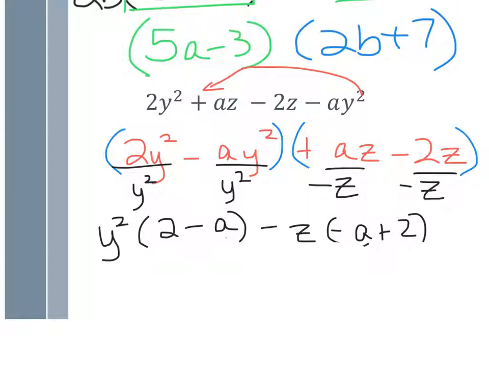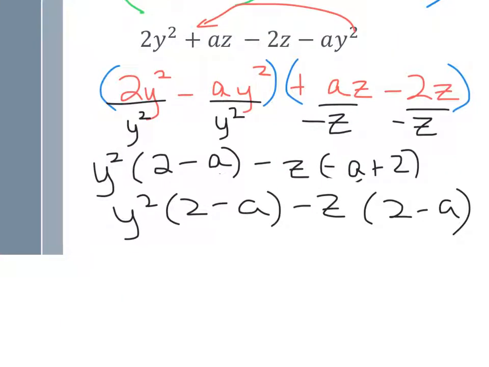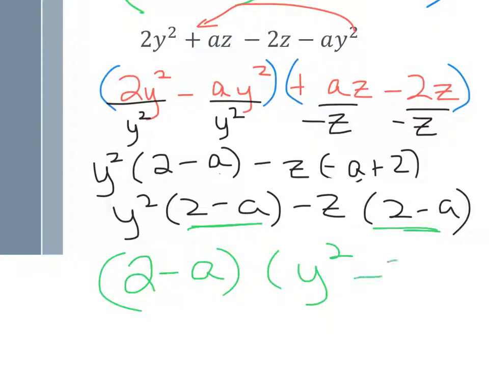So y squared, I'll leave this one, and I'm just going to flip this one around and do 2 minus a. Now the two parentheses look the same. So 2 minus a, and then y squared minus z. And again, you can multiply it back to make sure that you did it appropriately. Two more examples and we're done.